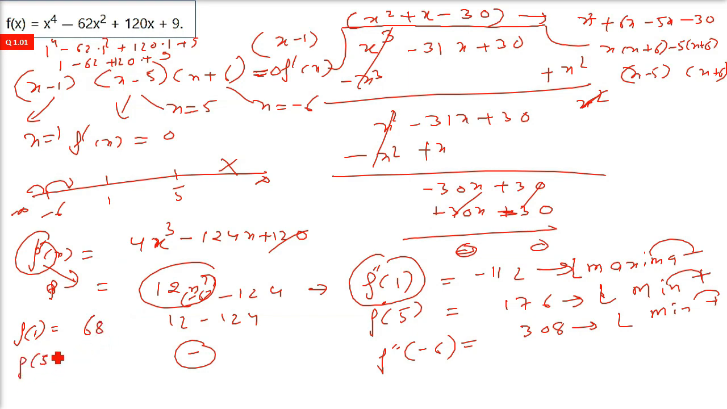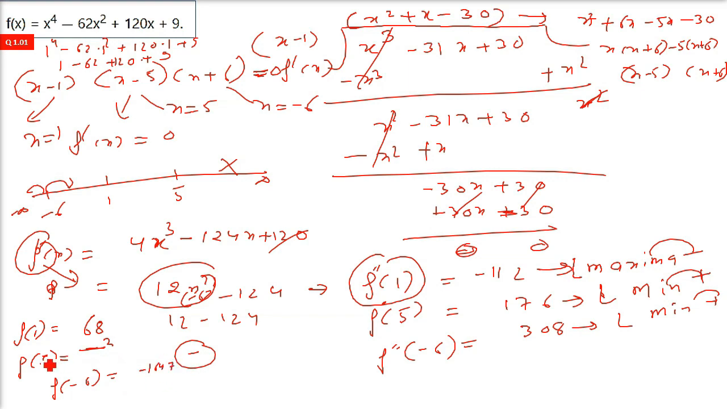Same way, we'll place 5 here. So 5 in the place of x, we are placing 5. 5 to the power 4 minus 62 into 5 squared plus 120 into 5 plus 9. And that will give you a negative value, because these are the values which are coming from the original equation. Please remember, f'(x) and f''(x) were just to check for the local maxima and minima, but we have to find out the value of the function also.